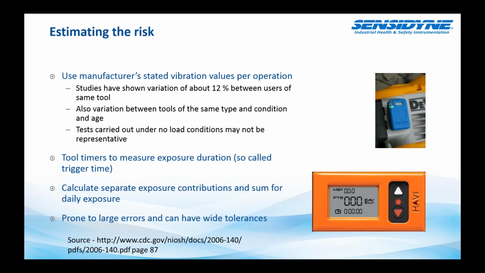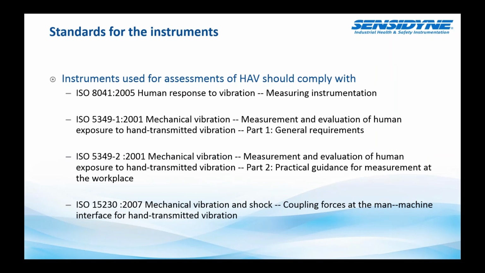Okay, so just like we have proper standards for the instruments, we don't want to just use any old instrument. We need to have something which complies with at least a recognized standard. So ISO 8041 is the instrumentation standard for measuring the human response to vibration. ISO 5349 parts 1 and 2 are the measurement standard telling us how to use these instruments.